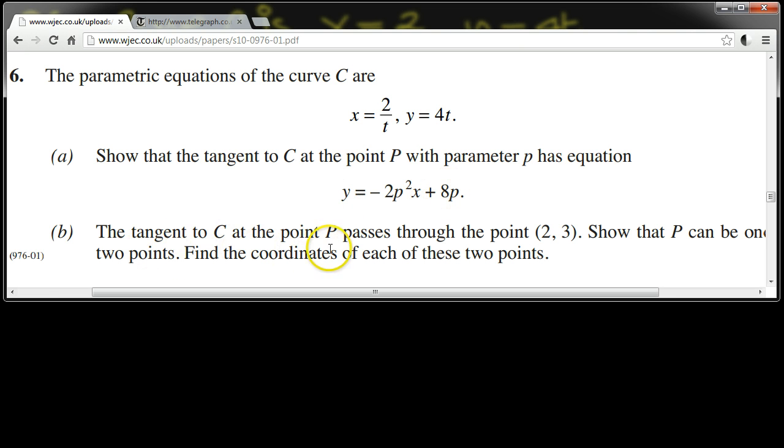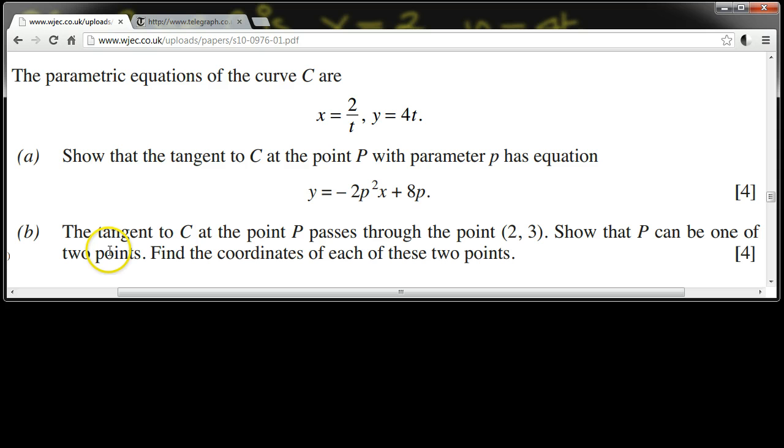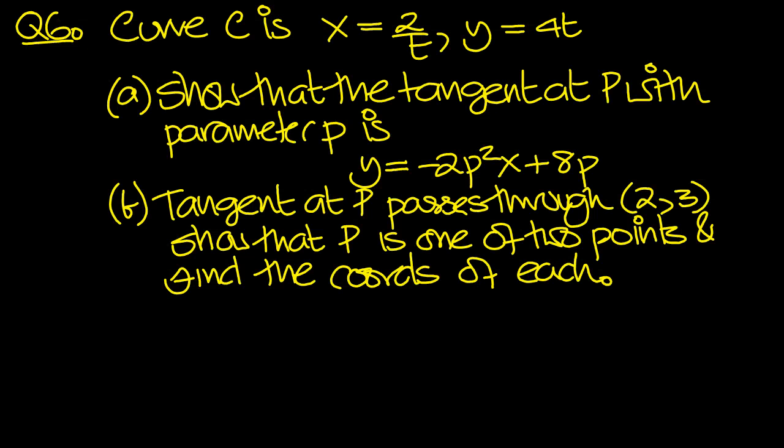The tangent to C at the point P passes through the point (2, 3). Show that p can be one of 2 points. Find the coordinates of each of these 2 points. So let's have a look at this then. Here's the question summary. So let's do part A first.